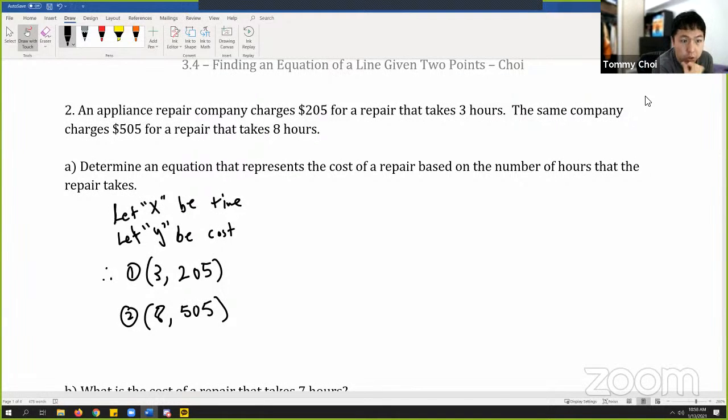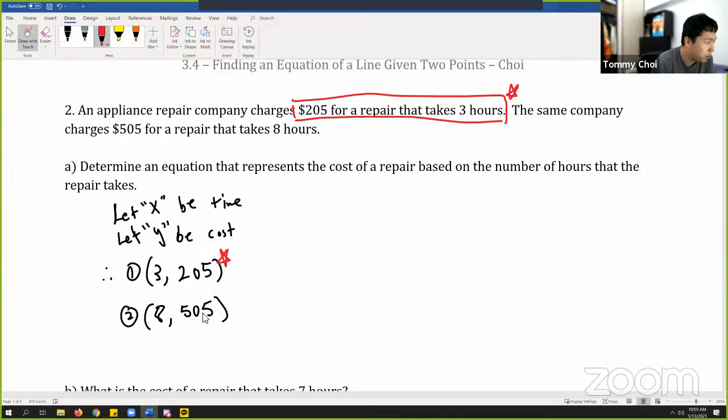X is time, so 3 hours is time. That's X. $205, that's cost. That's our Y. There's our first point, 3, 205. That's the first section. Okay? So I'm going to put stars here. So this part here, if I star it, is pretty much here. This is that star. And then for $505 for a repair that takes 8 hours, I'll do the asterisk, and that's here. So I've taken these two sections to create my 2 points.